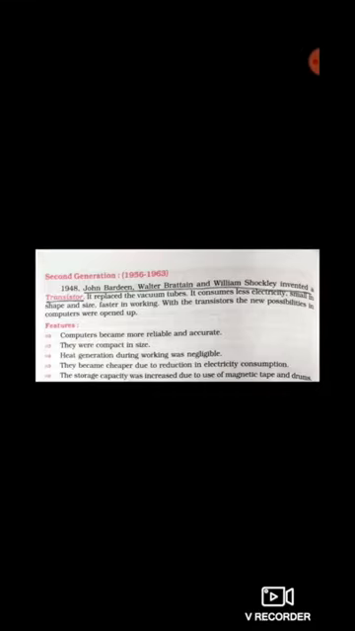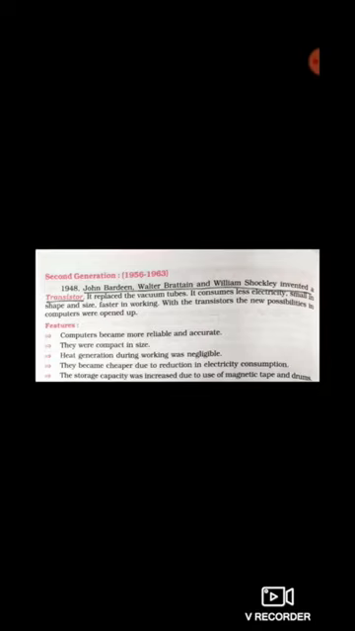Let us turn our page to see what the second generation of computers is. We have the period from 1956 to 1963. In 1948, John Bardeen, Walter Brattain, and William Shockley invented the transistor. It replaced the vacuum tubes. It consumes less electricity and is small in shape.